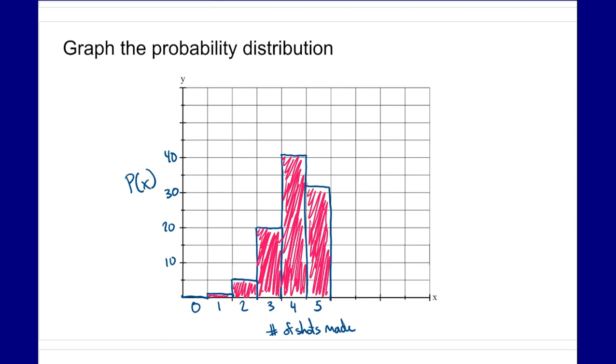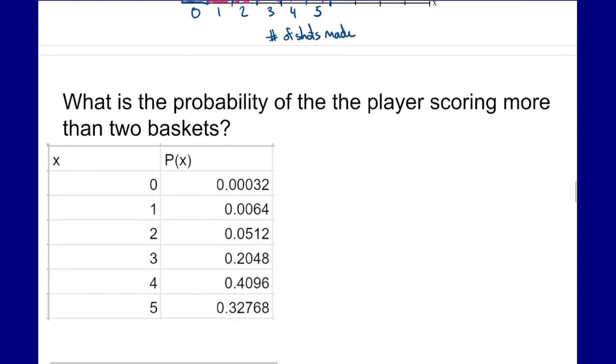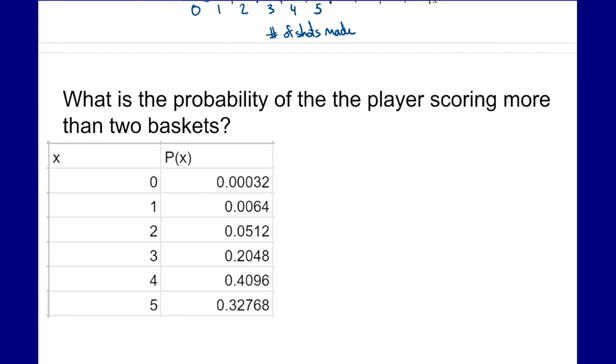Now we can also use the table to help us. So here we have the table. I went through and did this in Google Sheets. There will be a video posted that will allow you to use Google Sheets to make all these calculations if you really need to. Now, what is the probability of the player scoring more than 2 baskets? So more than 2 means greater than 2, so that means 3, 4, or 5 baskets. Specifically in our table, it's looking only at these values.